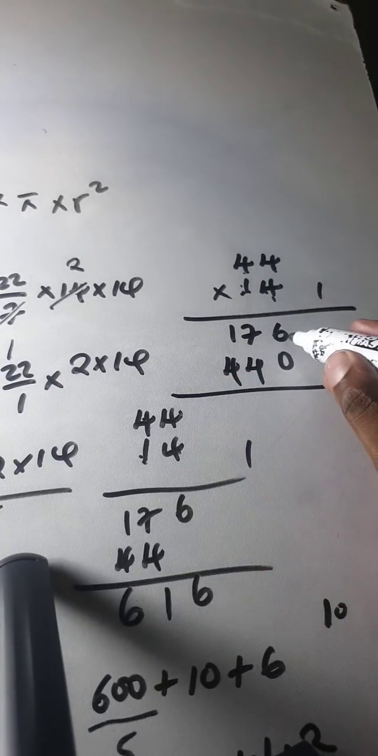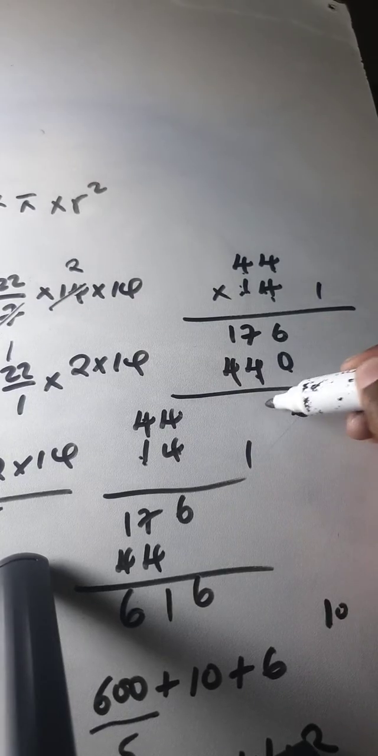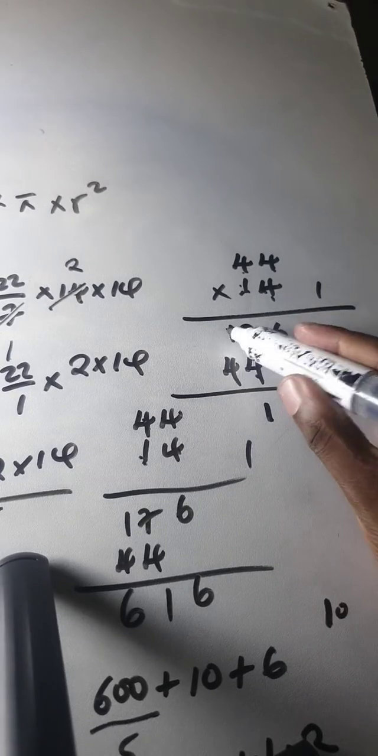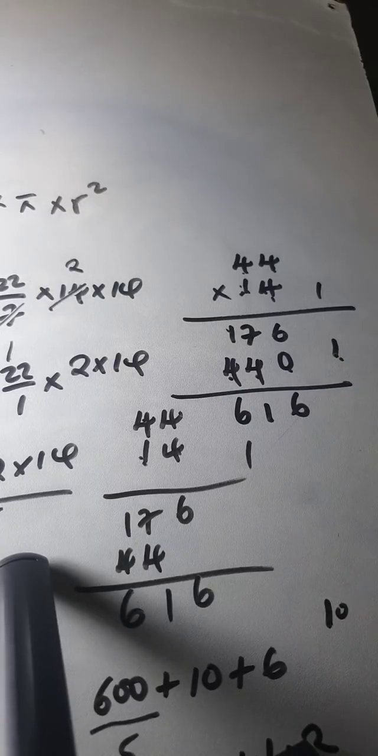Stephen, are you there? 6 plus 0, 6. 7 plus 4, it's 11. 1 remainder 1. 1 plus 4 is 5. 5 plus 1 is 6. Stephen, how can you add 176 plus 44 and get 161? We are multiplying, we are not adding, sir.